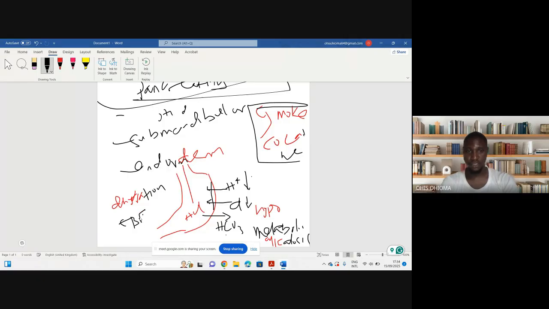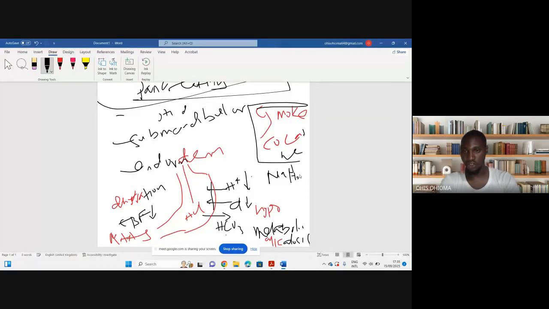So how does the body act? The body now releases what? RAS, renin-angiotensin system. Activates it, rather. When you activate RAS, what happens? A lot of aldosterone is produced. What does aldosterone do? Aldosterone will cause retention of sodium and water.